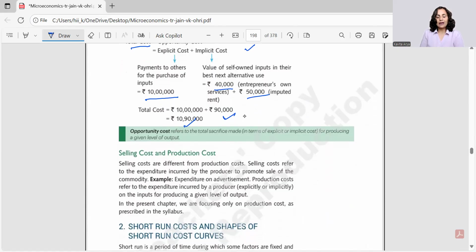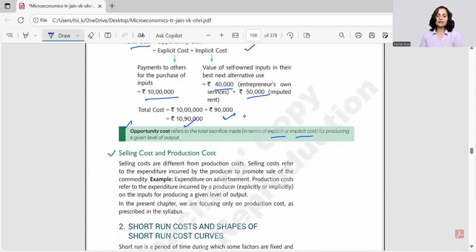Then they've given a beautiful expression of opportunity cost here as well. Otherwise, we know that opportunity cost is the cost of the next best alternative forgone. It's the sacrifice made, right, in terms of explicit as well as implicit cost for producing a given level of output.